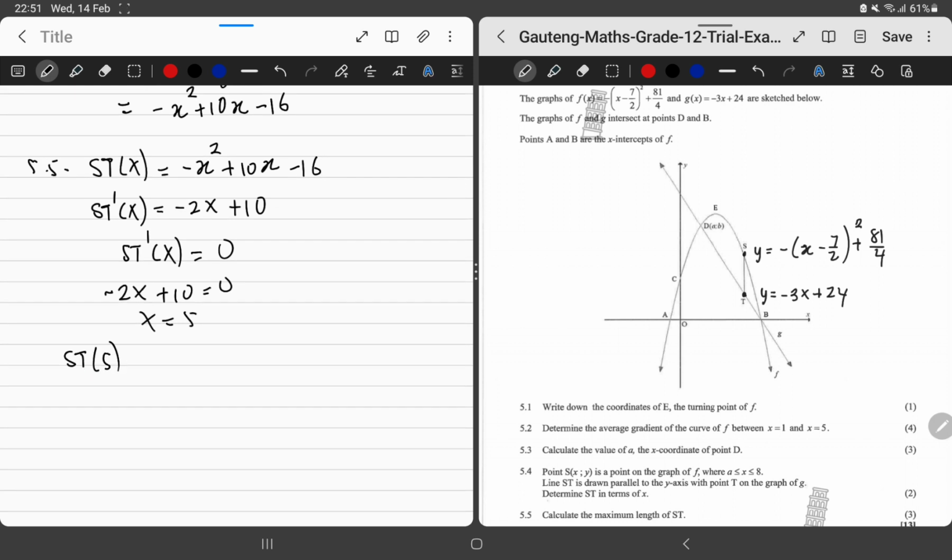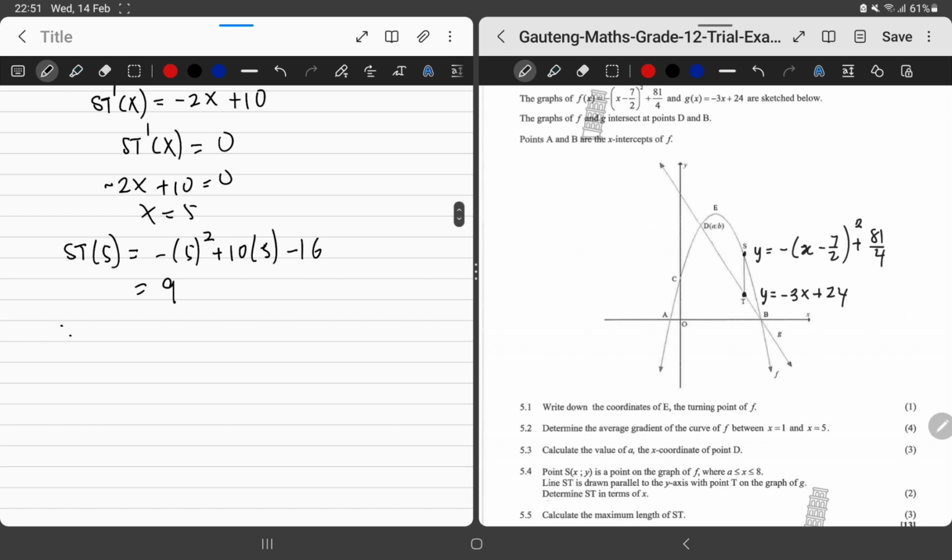And then I'm just going to substitute the 5 there. Negative 5 squared plus 10 times 5 minus 16. I am getting a 9. Therefore, ST is equal to 9 units.